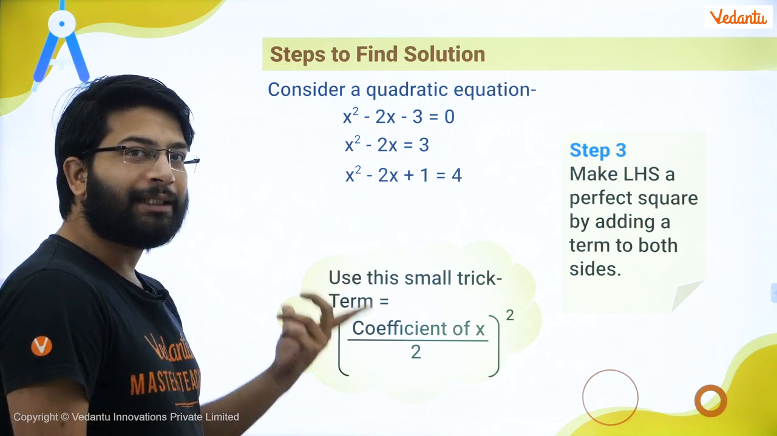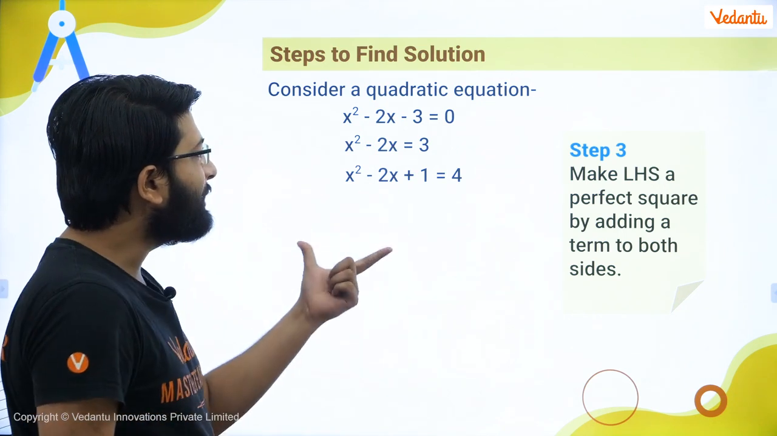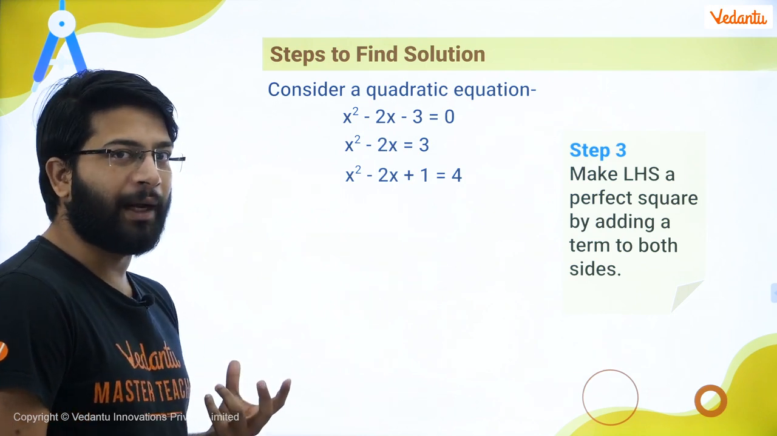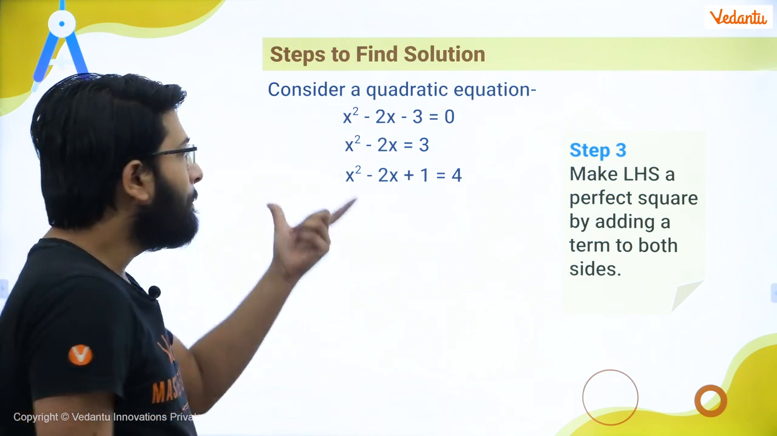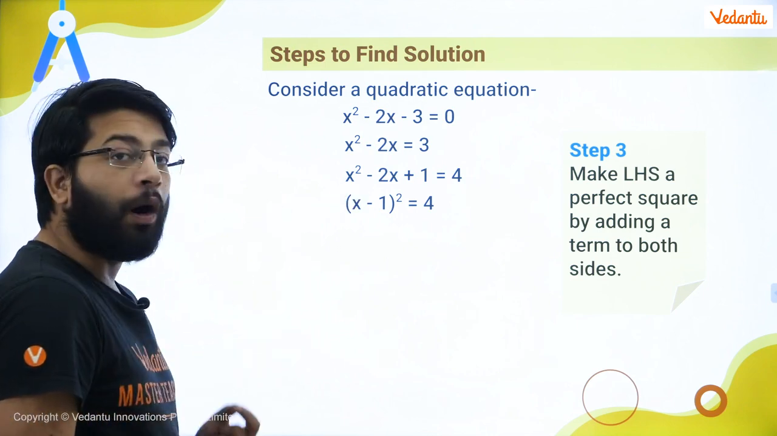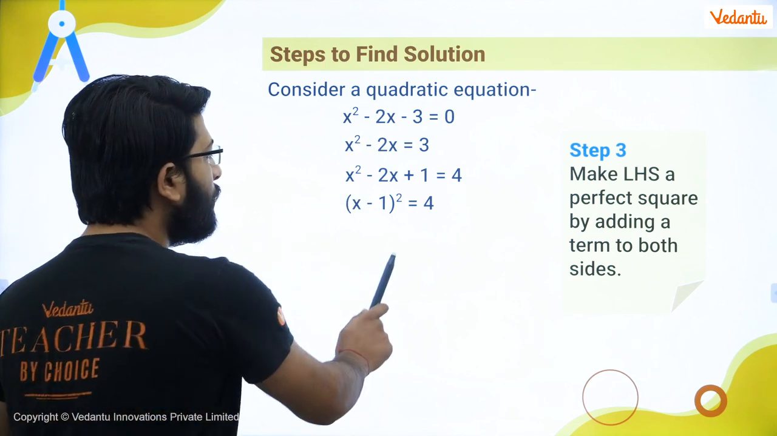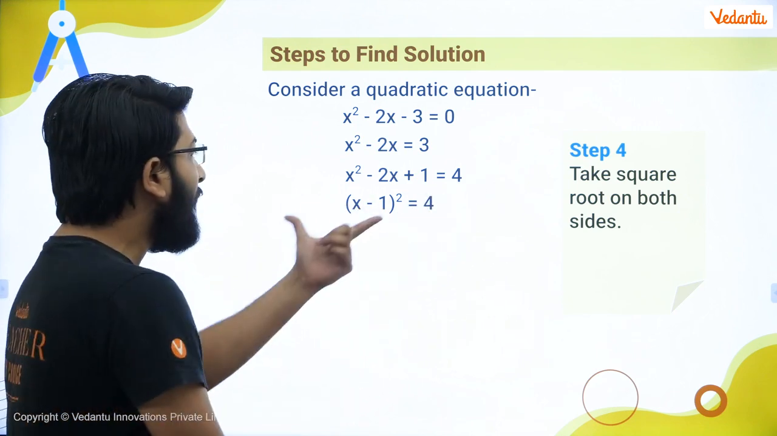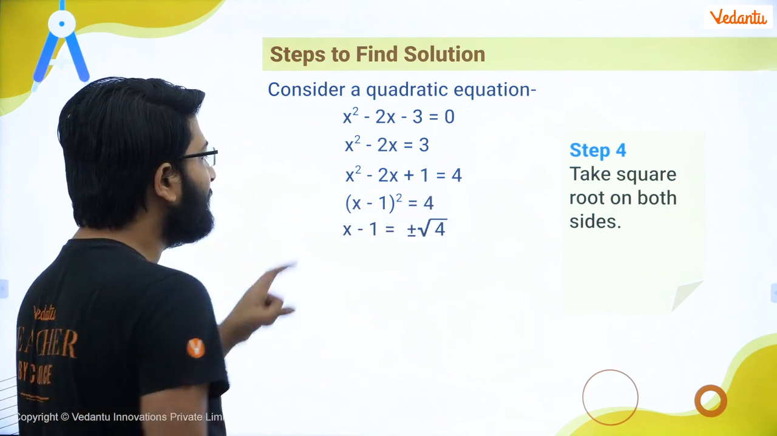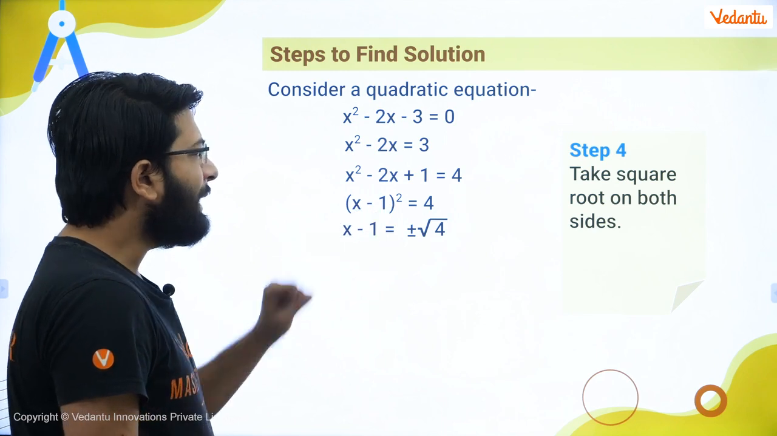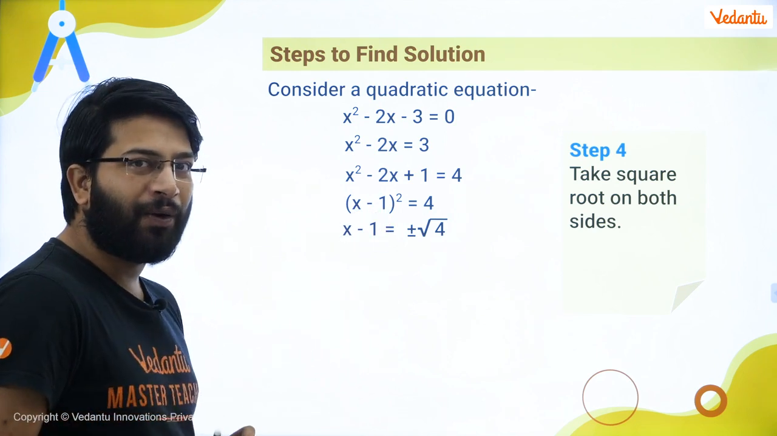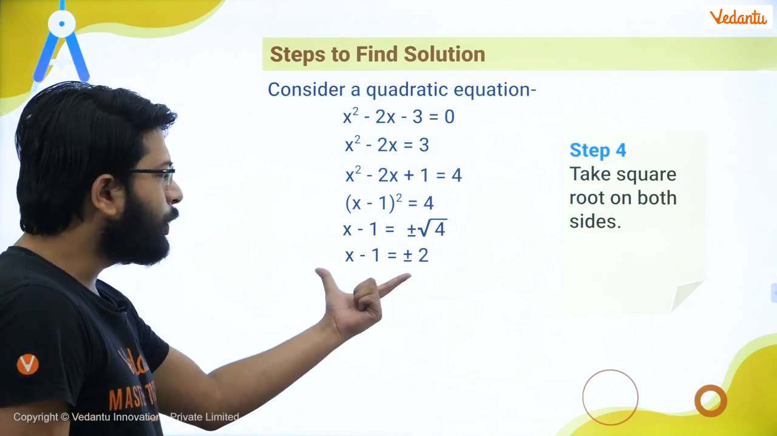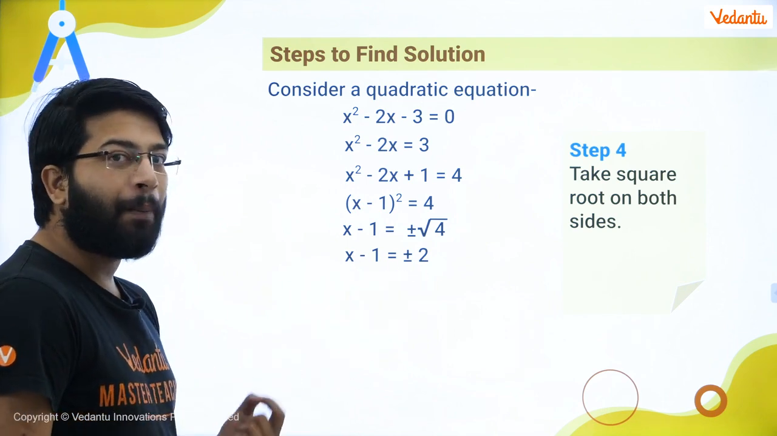Now champ, after this step, my left hand side is always a perfect square. Now what to do? Simply take the square root on both sides. After taking the square root on both sides, x minus 1 equals plus minus under root of 4. Very good. Now under root of 4 is 2, so x minus 1 equals plus minus 2.